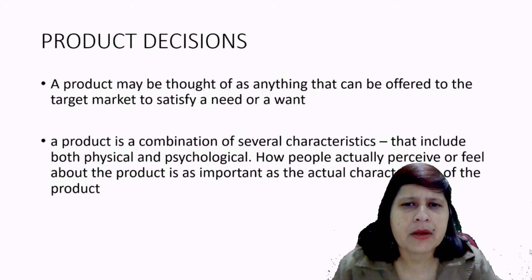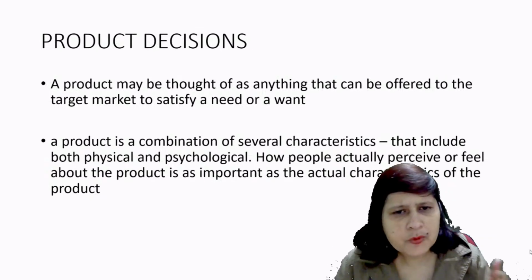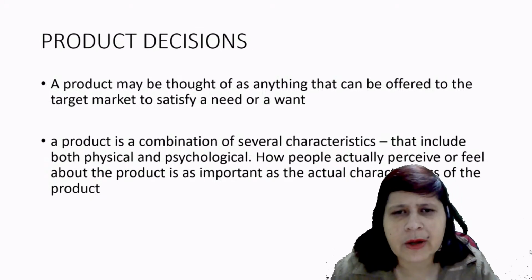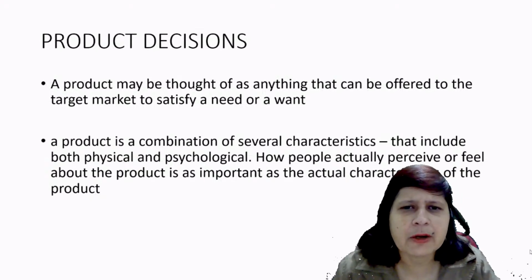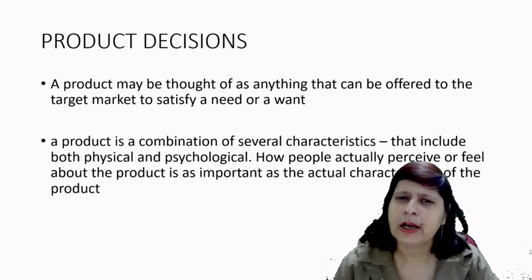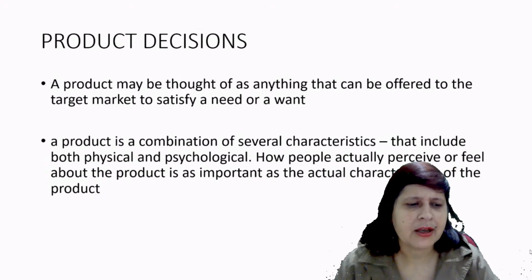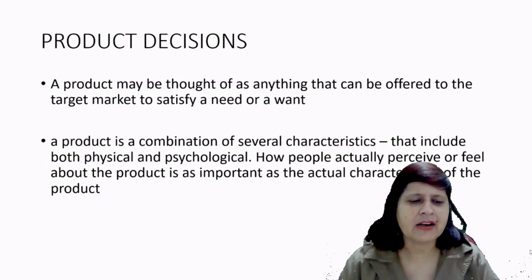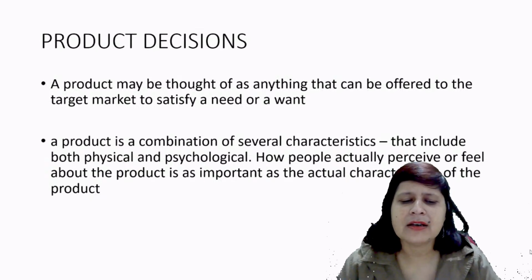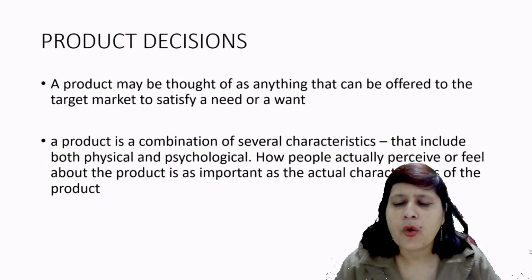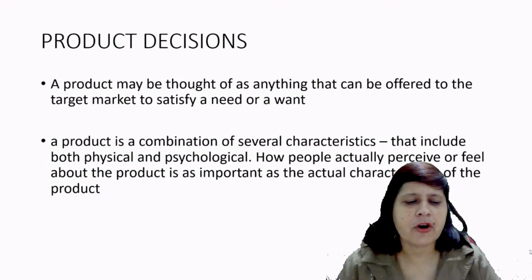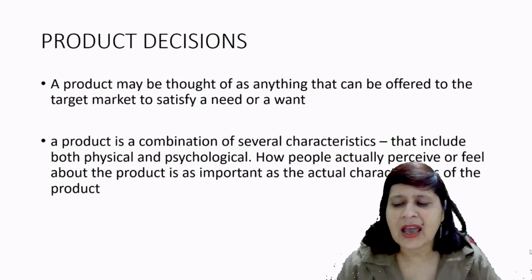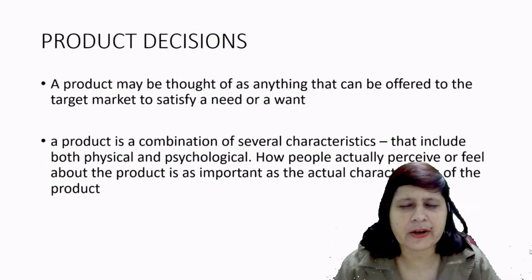A phone can be a product, right? A mouse could be a product. A product which can satisfy the needs or wants of a consumer or of the target market is a product, right? It could be services too, right? A product is a combination of several characteristics that include both physical and psychological. How people perceive or feel about the product is as important as the actual characteristics of the product.